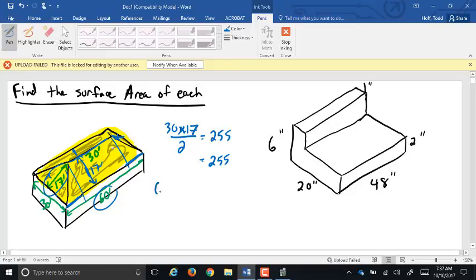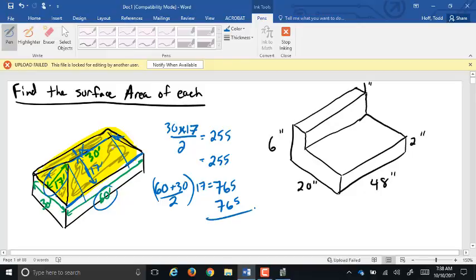So that trapezoid is 60 plus 30 divided by 2, the average of the bases, times that height of 17, which is, what, 765? Does that look right? Then another 765 for the other side over there.